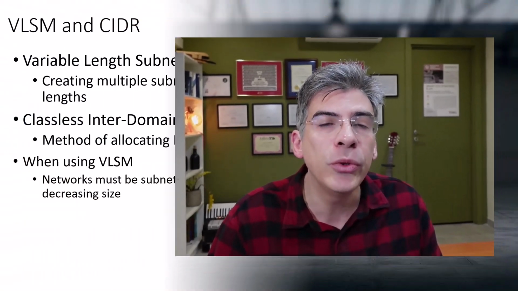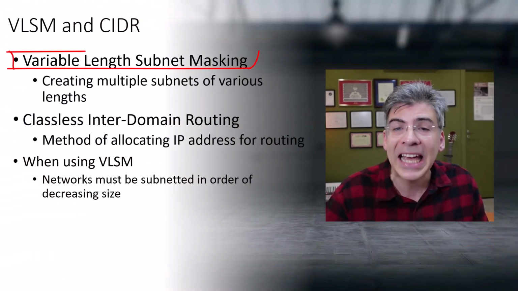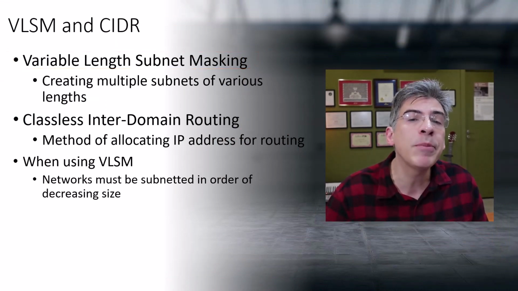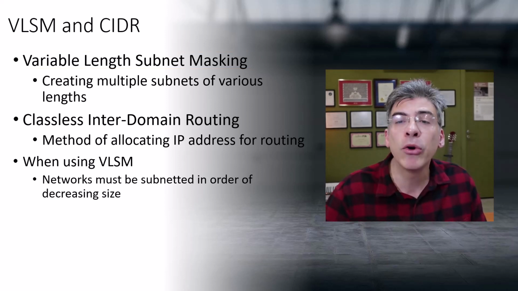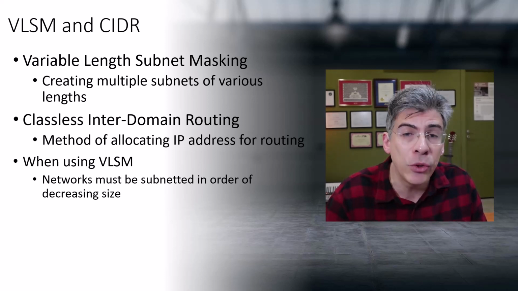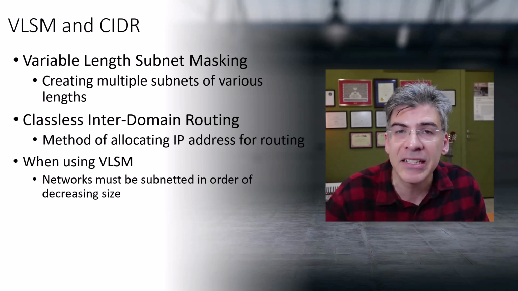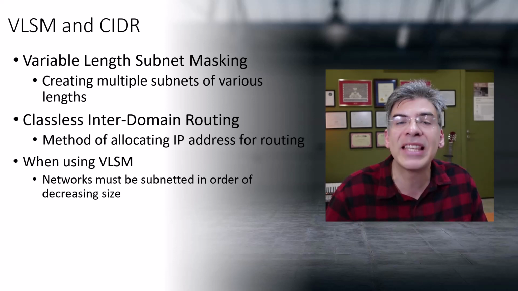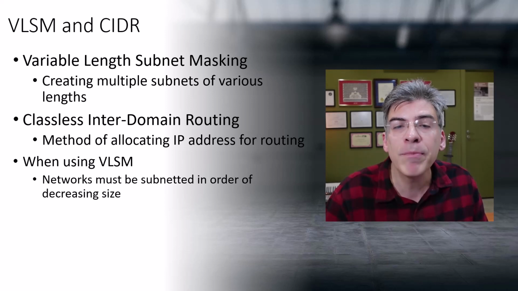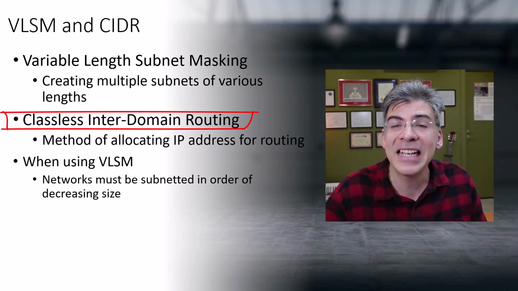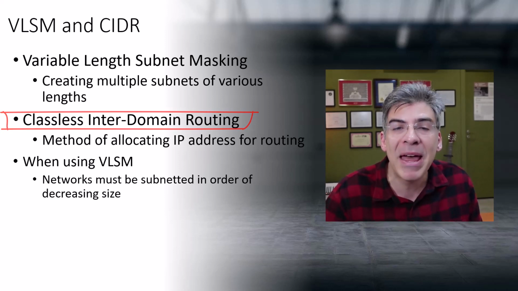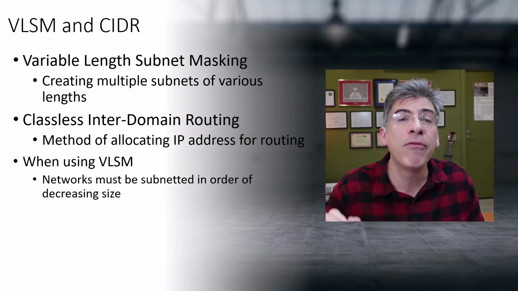Now, what we are actually doing here is called Variable Length Subnet Masking, or VLSM. We're actually creating multiple subnets of variable lengths in order to accommodate specific requirements. VLSM actually makes more efficient use of IPv4 address spaces because you create subnets with sizes comparable to the requirements. VLSM is an important part of what we call classless interdomain routing, or CIDR, which is an important method of allocating IP addresses for IP routing.